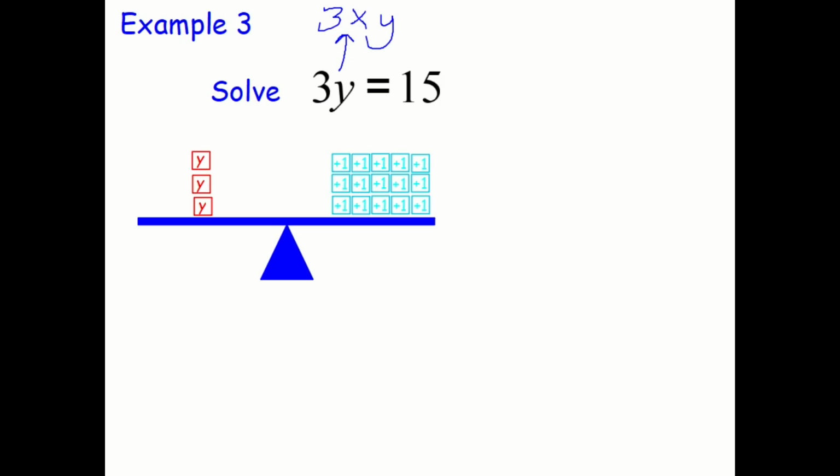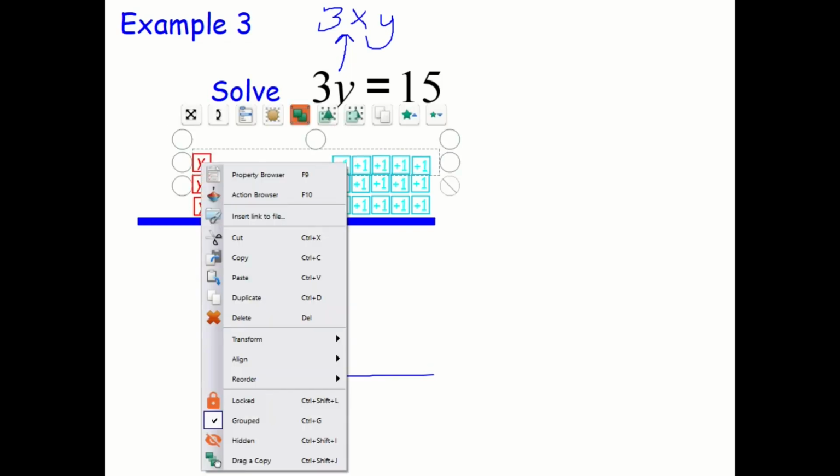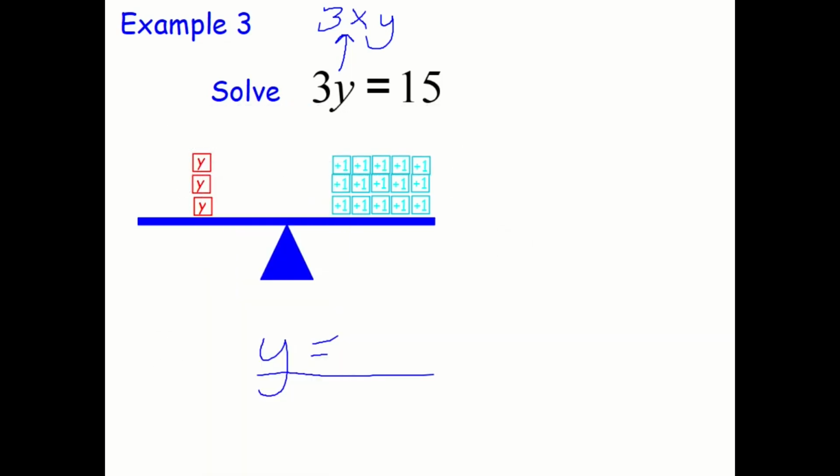Okay, so if I look at my scales here, remember when I'm solving an equation, I always want to get the letter on its own. So how can I get the letter on its own? Well, y here, I can't just take away those y's. I can't just get rid of the y's on that side. Why can't I do that?